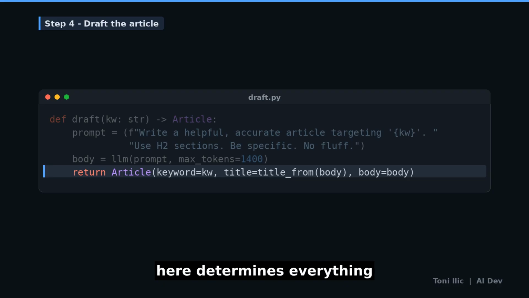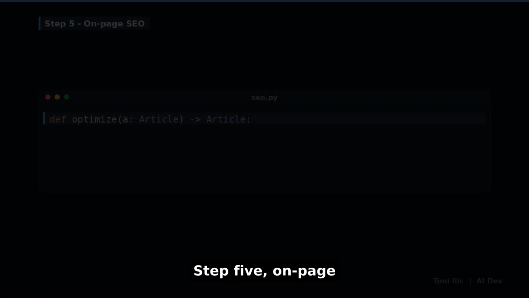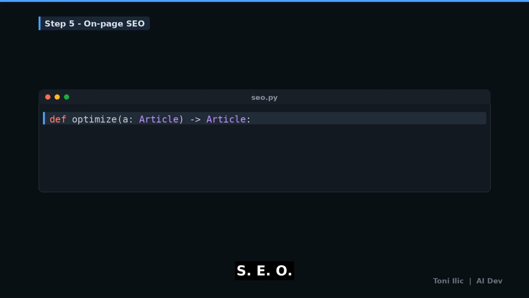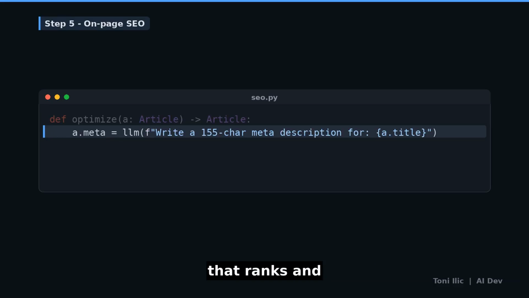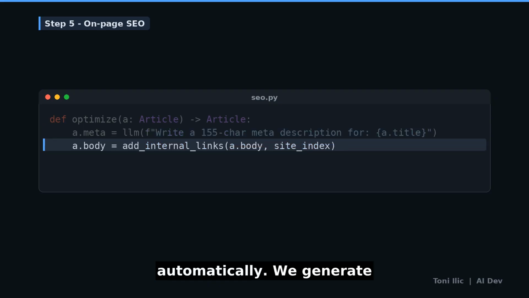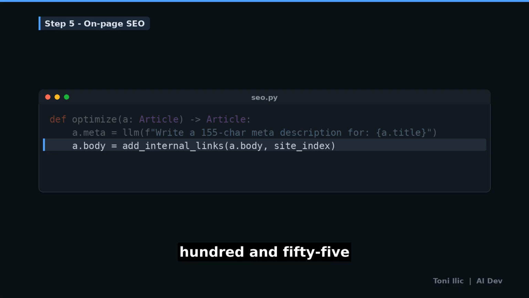Step 5. On page SEO. Often the difference between content that ranks and content that never gets seen. We do 3 things automatically. We generate a meta description at the right length, around 155 characters, so it displays cleanly in search results.